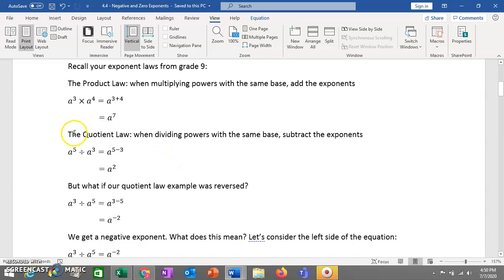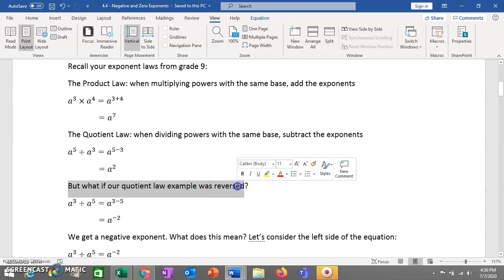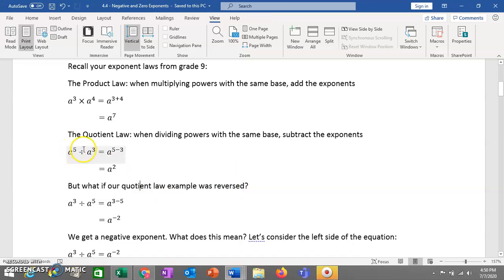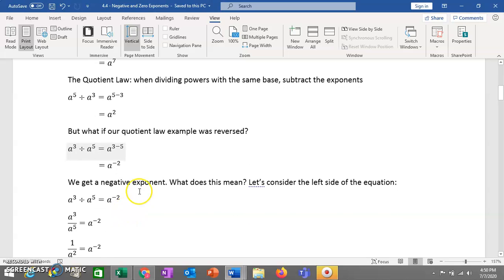But to understand negative exponents, let's see if you can see what happens. What if we reverse the example in our quotient law? What if instead of a to the 5 divided by a to the 3, it was a to the 3 divided by a to the 5? Well, that would give us a negative number, right? Because if we subtract our exponents in this case, we get 3 minus 5, which is negative 2.